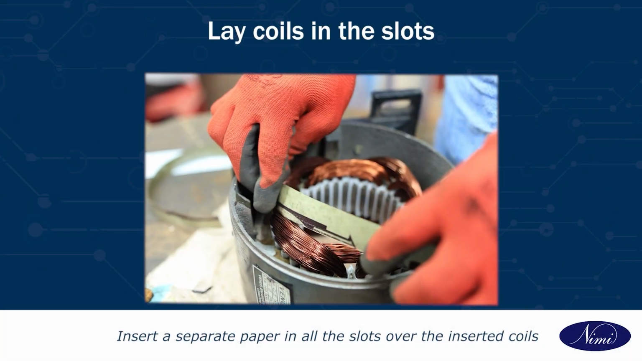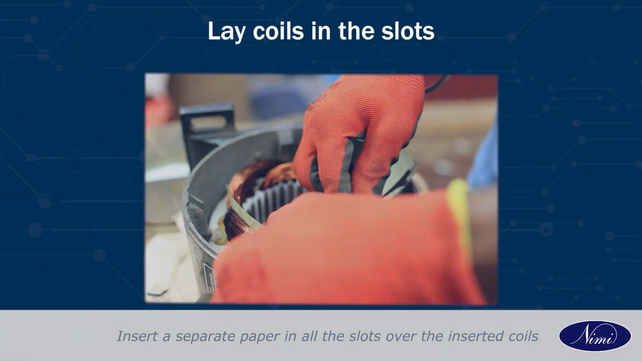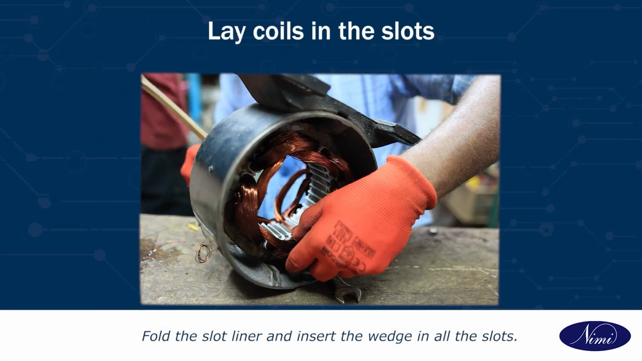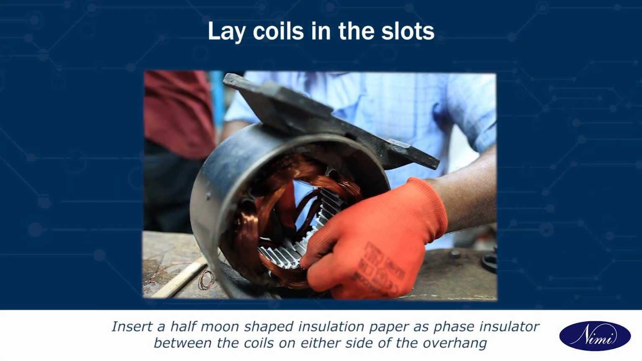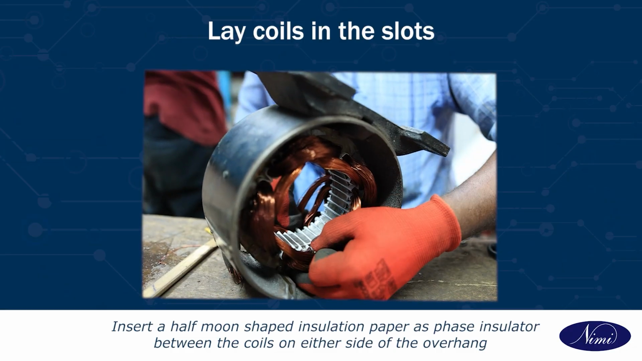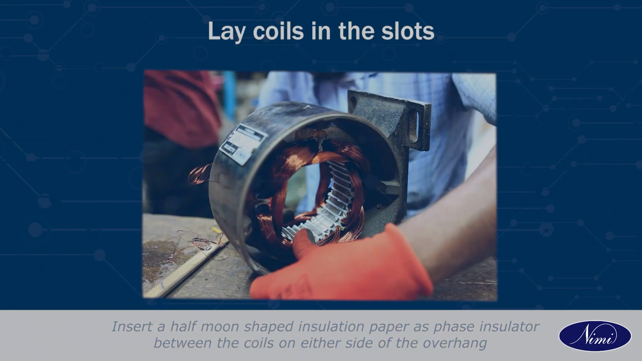Insert a separate paper in all the slots over the inserted coils. Fold the slot liner and insert the wedge in all the slots. Insert a half moon-shaped insulation paper as face insulator between the coils on either side of the overhang.